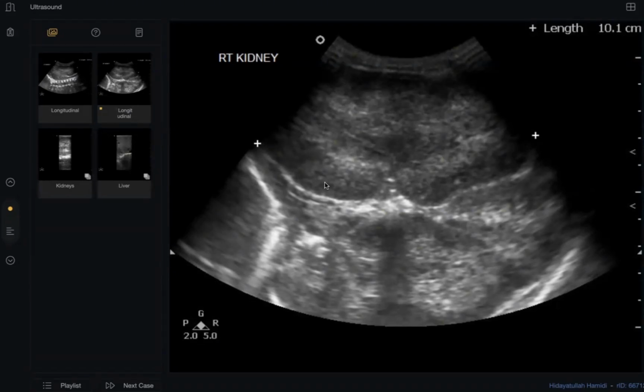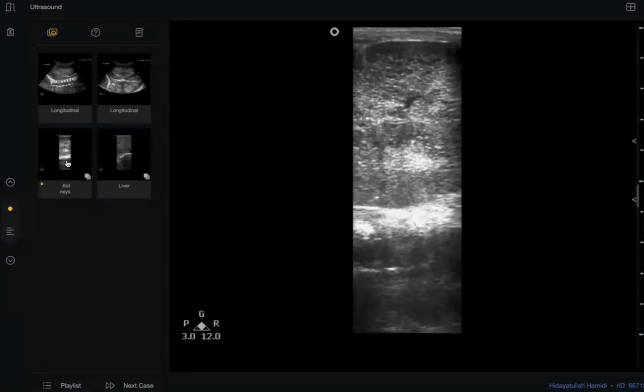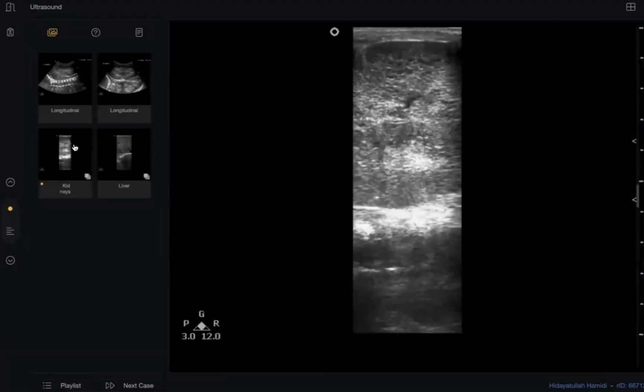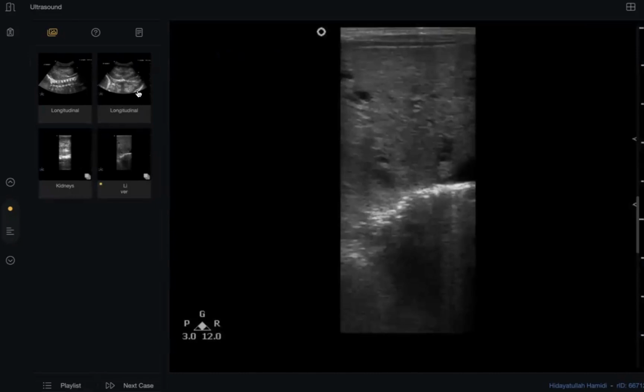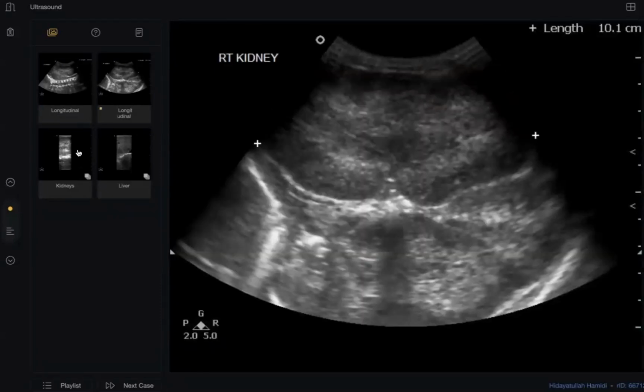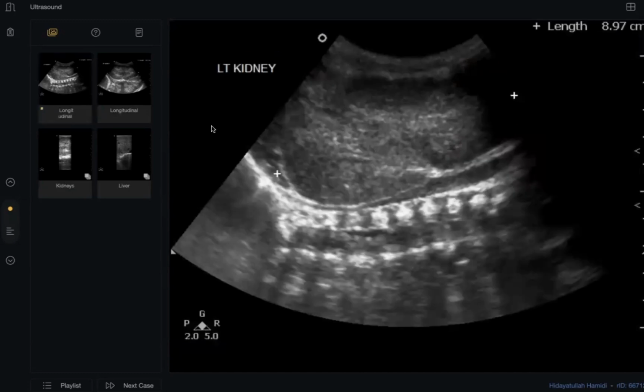What about the size? This is a neonate. The size is enlarged. What about the echogenicity? There's increased echogenicity. So what are you thinking about? Large, echogenic, and I will help you. Both kidneys, this is the left, this is the right. The patient has oligohydramnios. This means this kidney is functioning or non-functioning? Since it's echogenic, I feel it's non-functioning.